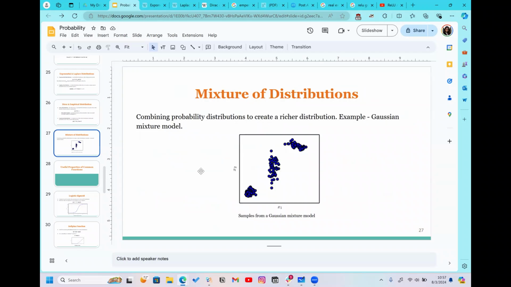So next we have mixture of distributions. In this, what they talk about is trying to combine different distributions to create a richer distribution. Basically, an example that they give is the Gaussian distribution, where, in this example, they show three different components, where this one has isotropic covariance, meaning that it's the same in all directions.